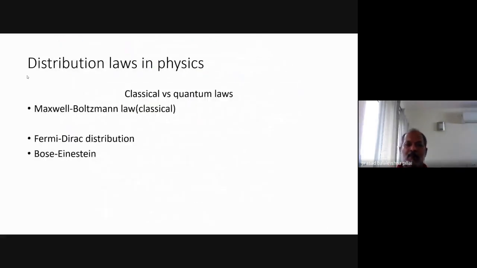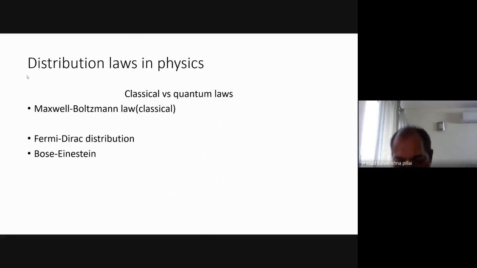So that is where the statistics is involved. The probability of occupancy is given by the distribution laws. Try to understand: you have various energy states available in the material. What is the probability of occupying them? You can discuss that in terms of distribution laws.